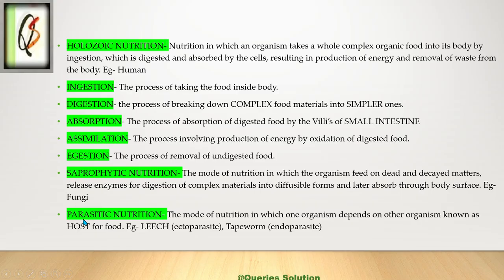Parasitic nutrition, again a very easy one, I think you would have already studied. The mode of nutrition in which one organism depends on another organism for food, which we call a host organism. A very important keyword here is the parasitic mode of nutrition. And we do know when we talk about the parasitic mode, there are ectoparasites and endoparasites. Ecto, which obtain the nutrition from the body surface.